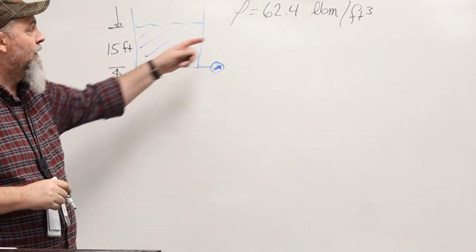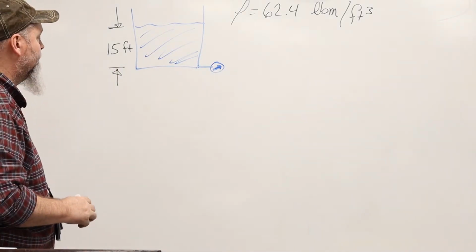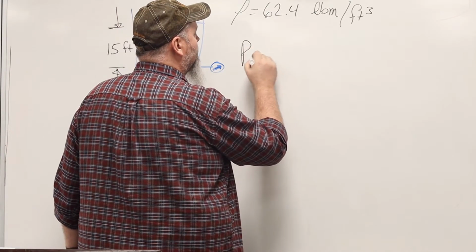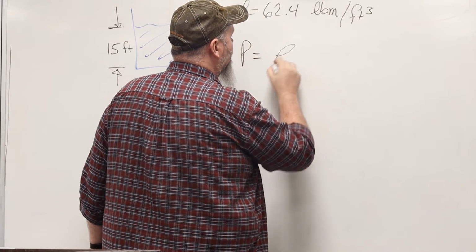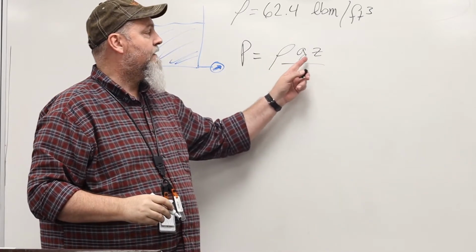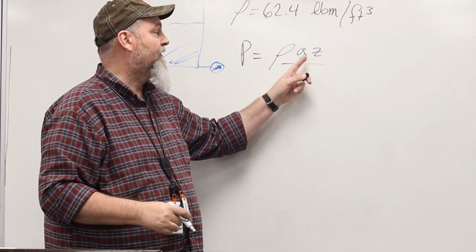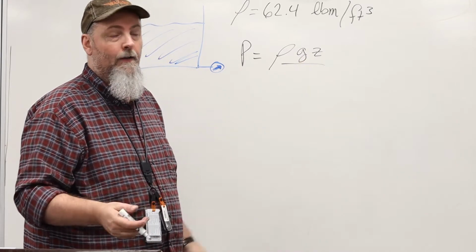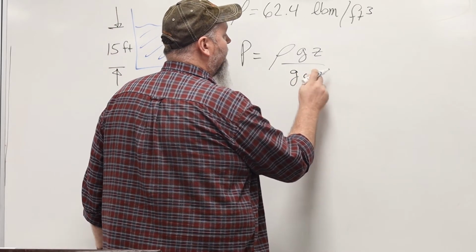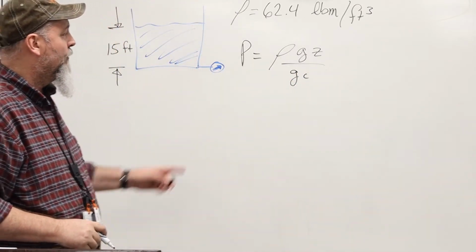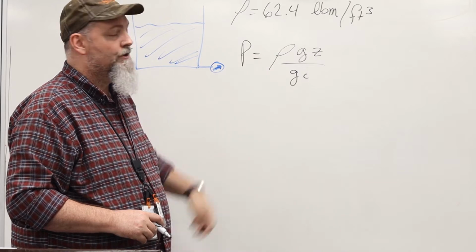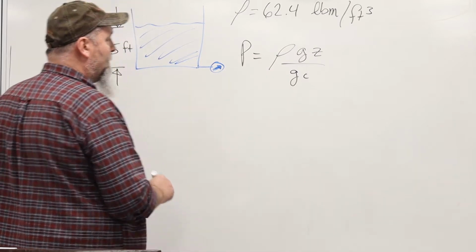Well, if we know the height and we know the density, we've got enough to solve this problem. So the equation for pressure is density times the acceleration due to gravity times height. And because of our units, we've got to divide by g sub c. So density times the height, g over g sub c. Let's set up our ladder problem.